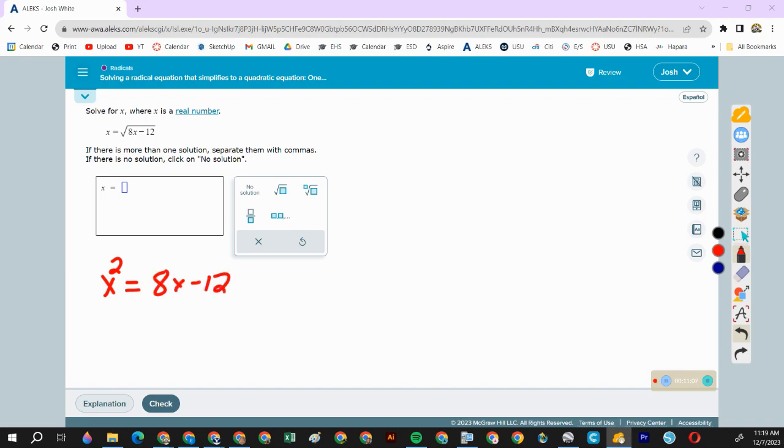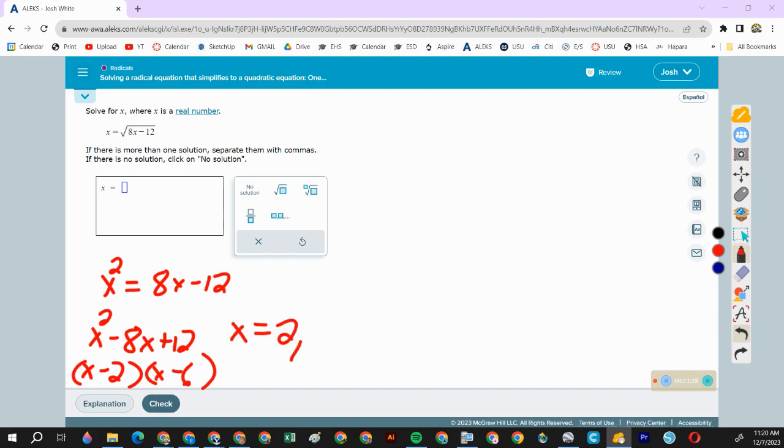That looks like a quadratic. So we're going to move everything to the left. x squared minus 8x plus 12. How does that factor? x minus 2 and x minus 6. So I get x equals 2 and 6. What do you think? That is the answer, but why are those answers okay?